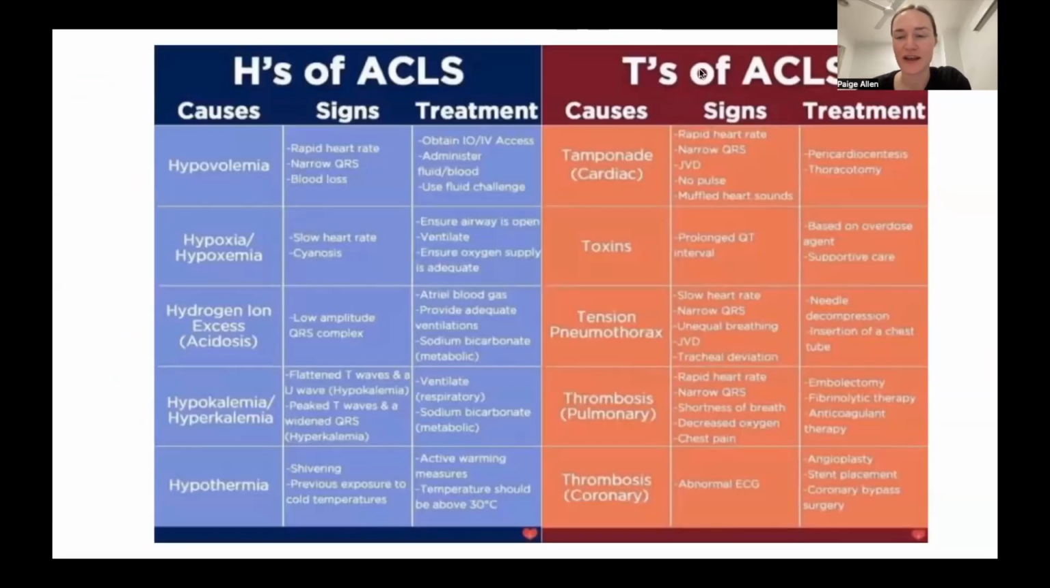In terms of your 4Hs and 4Ts, these are the reversible causes in a cardiac arrest situation. So you have your hypovolemia, hypoxia, pH, so like acidosis, hypo or hyperkalemia, and hypothermia. I realize now that this chart actually has 5 of each, but generally we call them the 4Hs and 4Ts. For Ts, you have your tamponade, toxins, tension pneumothorax, thrombosis, and then they put another thrombosis in there.